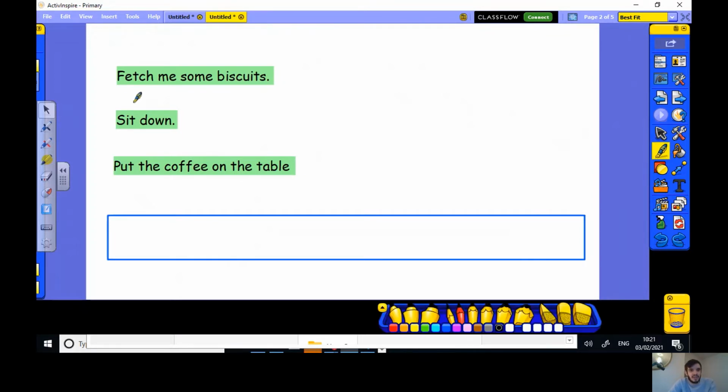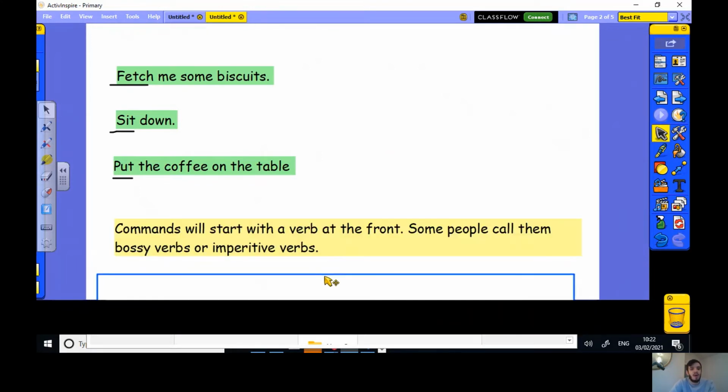What you do notice is, look, fetch me some biscuits, sit down, put the coffee on the table. When we have a command, they start with the verb, the doing word, at the start. Look here, fetch is the first word, from the verb to fetch, to go and get something. We have here sit, to sit, and here we have put, to put. So we can see those here. Commands will start with a verb at the front.